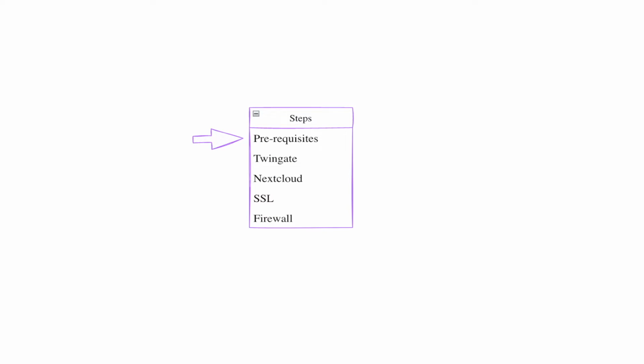Today's video is going to be in 5 steps. We're going to go over prerequisites, then we're going to set up Twingate, we'll set up our Nextcloud, we'll put an SSL certificate on our Nextcloud, and finally we'll set up some firewall rules.